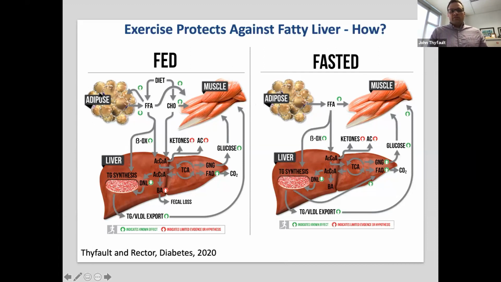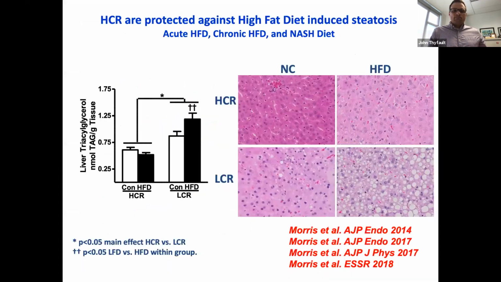So for example, in a fed condition, the adipose lipolysis would go down, but the dietary fat and carbohydrates coming in would primarily go to the muscle to be oxidized or to be stored, rather than all being delivered to the liver, where the liver would have to deal with it. I'm gonna get back to this link here in a second in a more direct way. So back to the HCR-LCR rats.